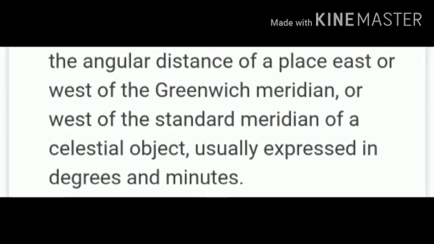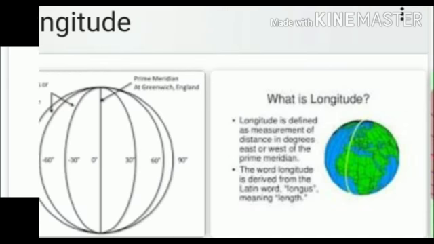Definition of longitude. Now what do you mean by longitude? The angular distance of a place east or west of the Greenwich meridian or west of the standard meridian of a celestial object, usually expressed in degrees or minutes, is known as a longitude. That means longitude means long, length. That is why they are known as longitude.